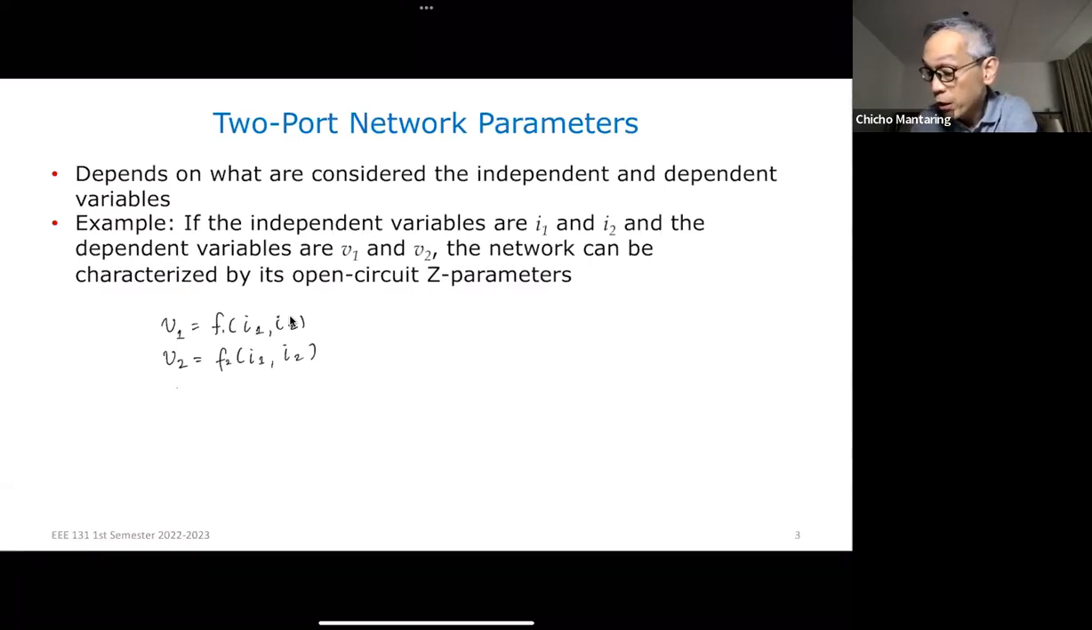So these are your dependent variables. And then these are your independent variables.